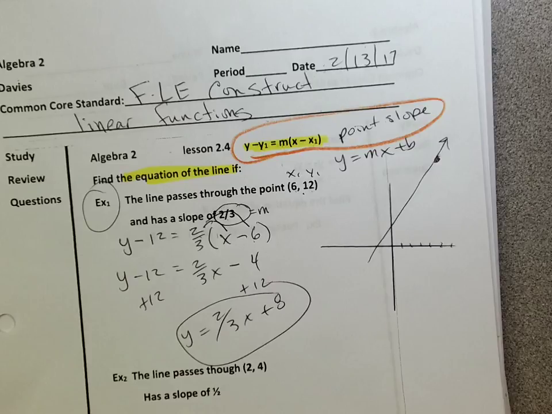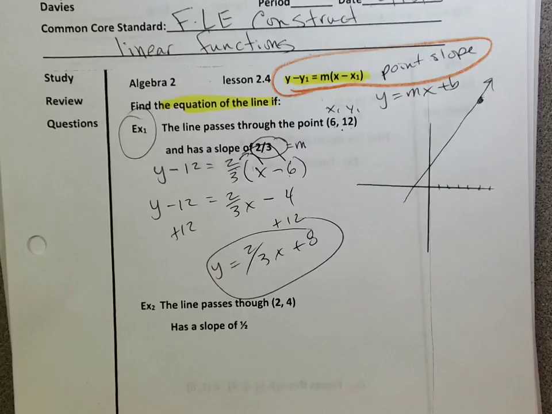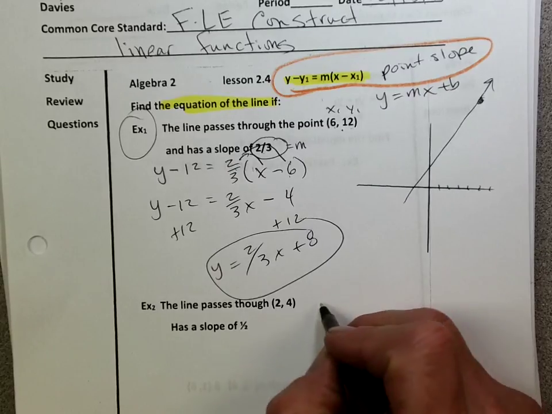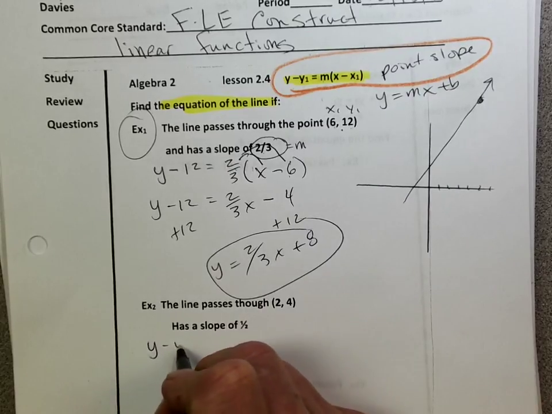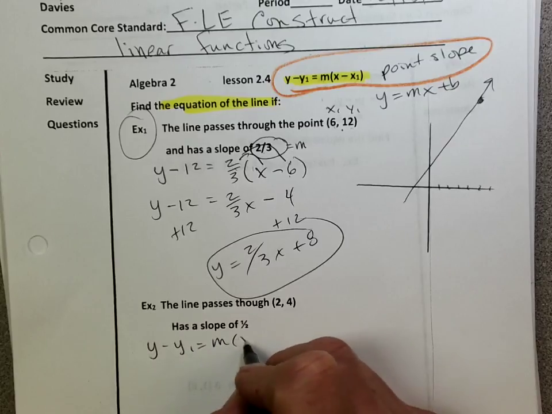All right, example 2, same type of question. It's just practicing it one more time. Our equation of a line is y minus y1 equals m times x minus x1.